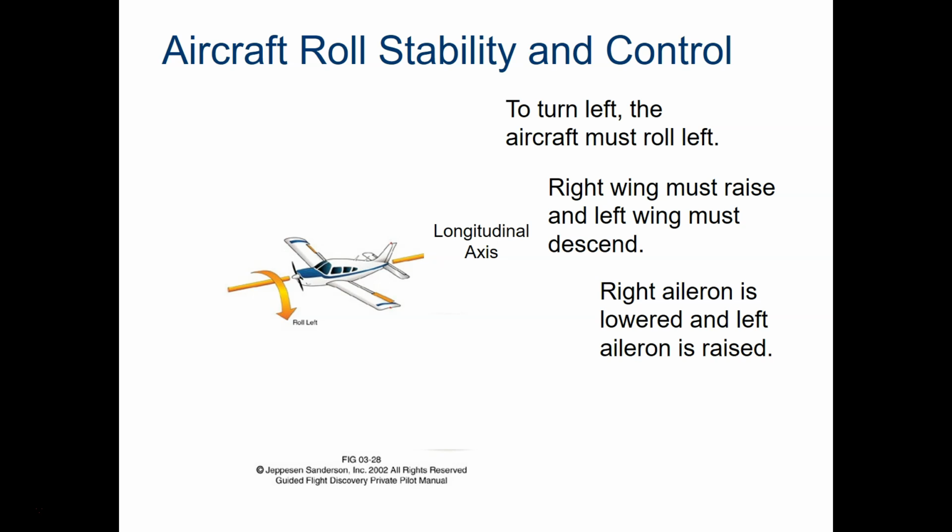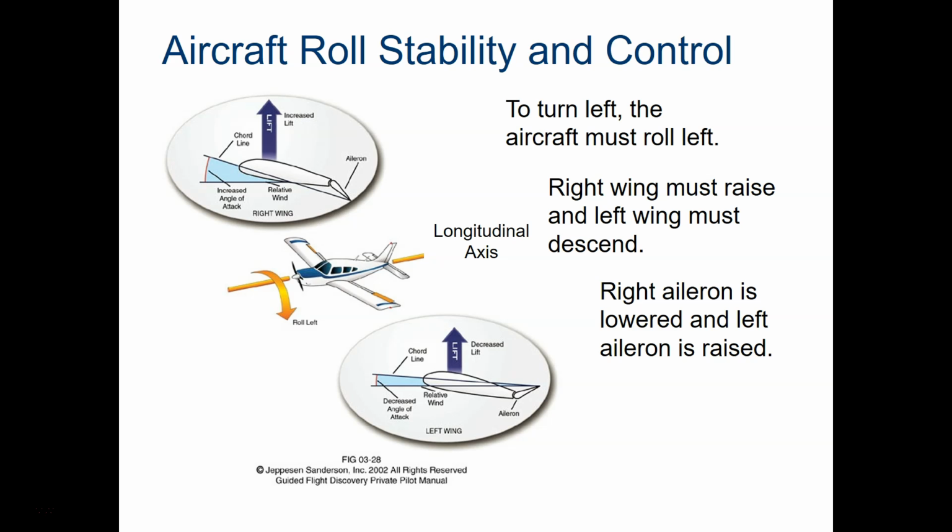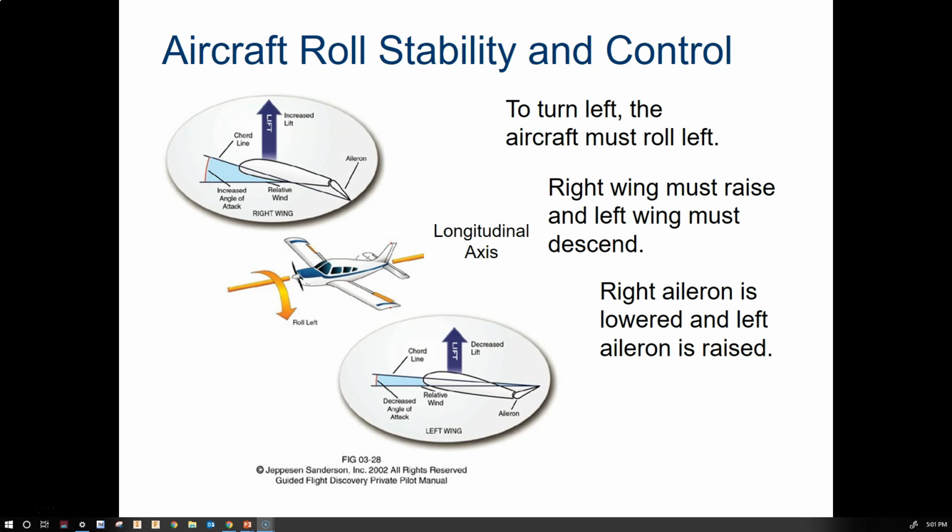Rolling an aircraft is known as banking. An aircraft's heading or direction of flight is changed by rolling the aircraft using the ailerons. Let's say we want to turn left. The aircraft must therefore roll left. The right wing must raise and the left wing must descend. That means the right aileron is lowered and the left aileron is raised.